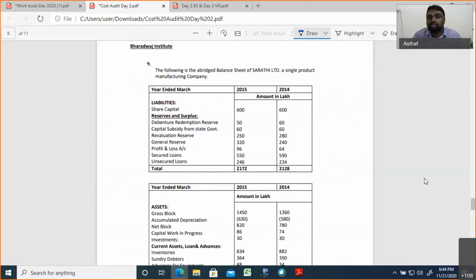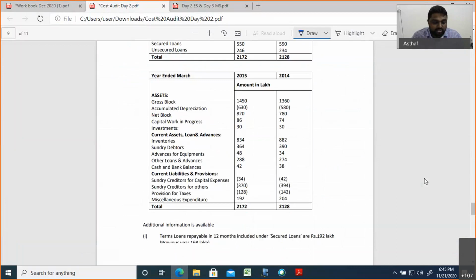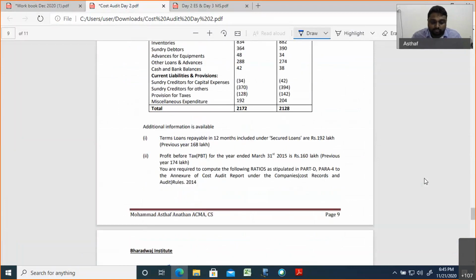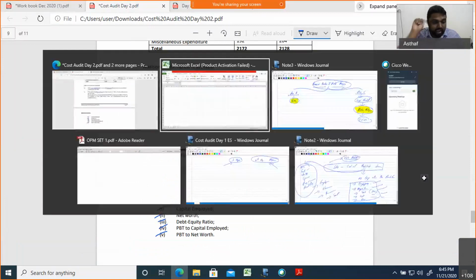Very standard question, very lengthy question, so that all the points can be understood. Question number 9. This morning I forgot to share the Excel sheet. Now both the Excel sheets I will share at the end of the session. So we will start. First, in the additional information they were telling term loan repayable in 12 months. Then what is the PBT they were mentioning. So first they were asking capital employed.